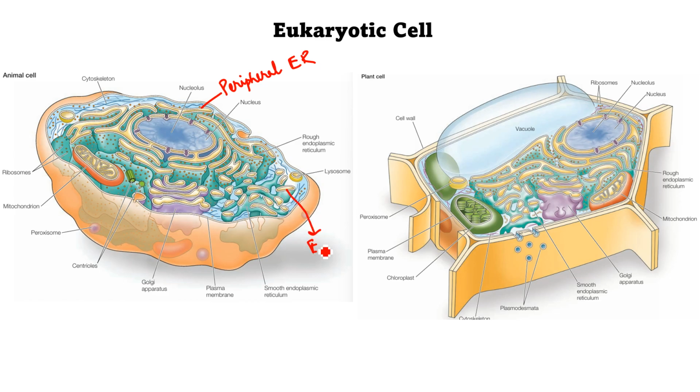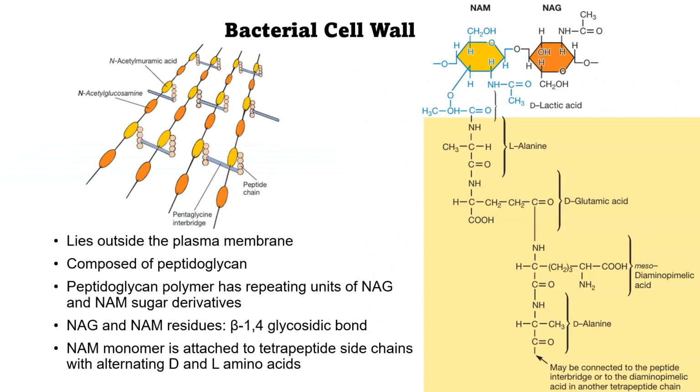These endoplasmic reticulum which are present in the periphery of the cell are called the peripheral, and those which are present near the nucleus, you can call them distal or near to the nuclear envelope. Is it clear?